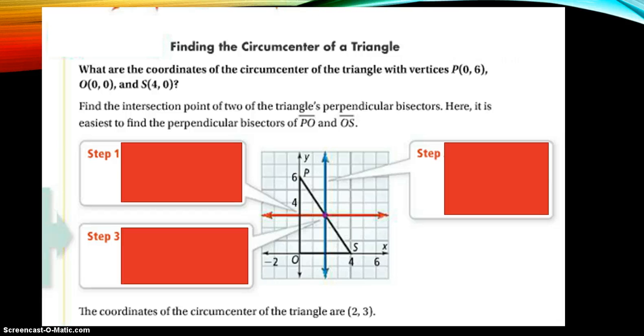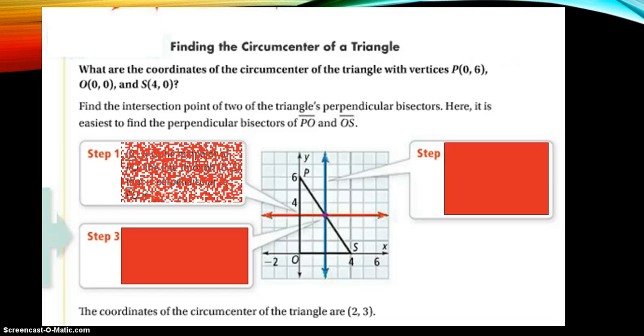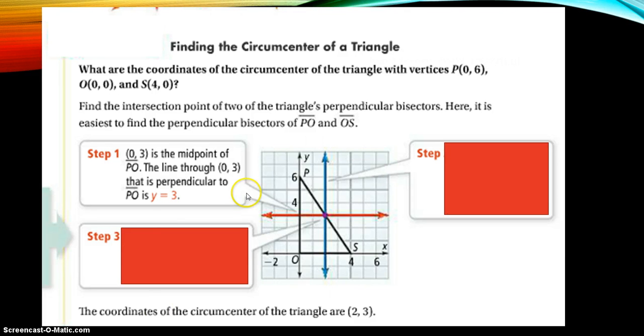So the first thing we want to do, now this is a right triangle, so it's going to be a little bit easier for us. What we want to do first is choose one of the sides, and we're going to find the midpoint of that side. So say I chose PO as my side, I'm going to find the midpoint. Since it's at (0, 0) and (0, 6), the midpoint is found here at (0, 3). Since this is a straight up and down line, our perpendicular bisector is going to be a horizontal line.